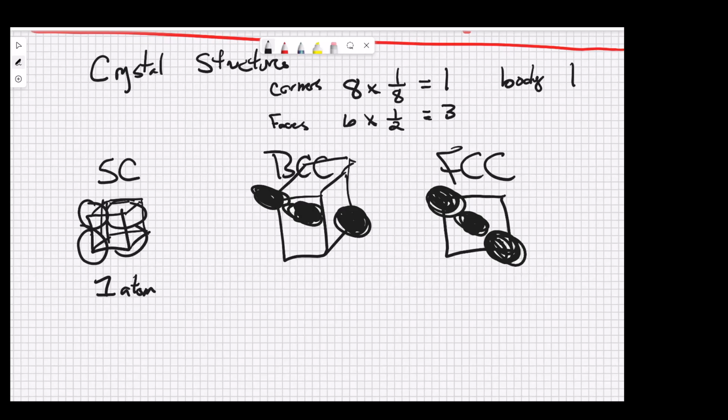All right, what about body-centered cubic? You've got atoms on all the corners here, and you've got 1 in the middle, right? So how many do we have here? You've got 8/8 for the corners plus 1 in the middle. So how many total? 2 atoms total.